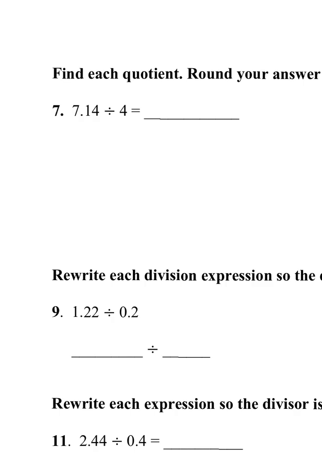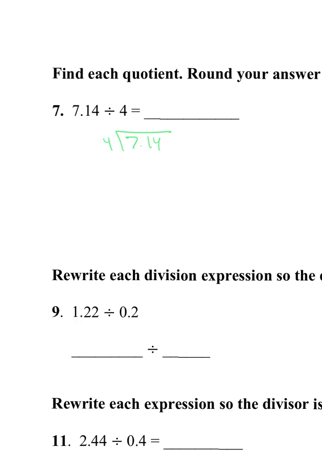Okay, so for number 7, we've got 7 and 14 hundredths divided by 4. Let's go ahead and set this up and solve it, and then we're going to round it to the nearest hundredths place. So here we go.